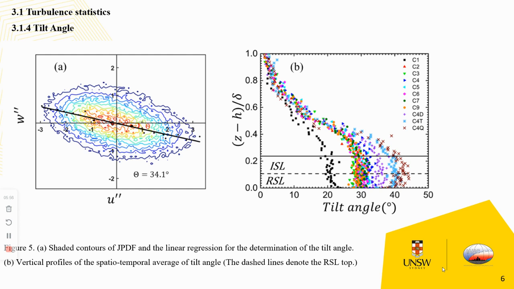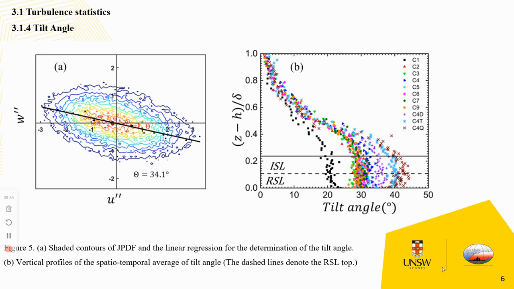Then we use the two-angle analysis to investigate the turbulence characteristics. Firstly, I calculate the two angle. The two angle is obtained by linear regression of the most energetic events, Q2 and Q4. We get theta, and when theta equals 45 degrees, it means that the turbulence is isotropic.